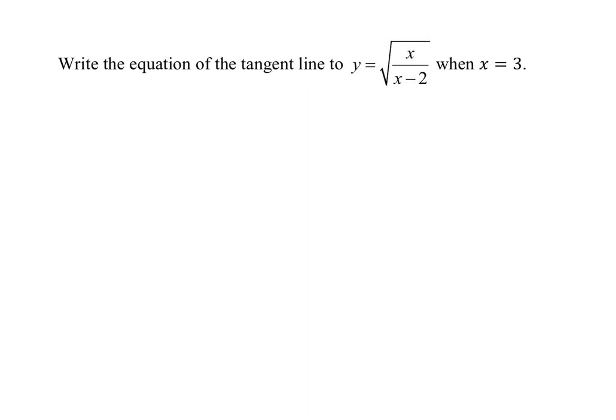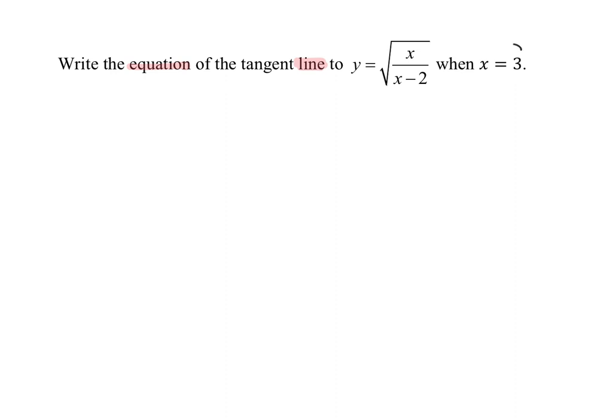Write the equation of the tangent line to the curve y equals the square root of x divided by x minus 2 when x is equal to 3. So remember, when we're writing the equation for any type of line, we need to know a point on the line and we need to know the slope of the line. So we'll start with the point.